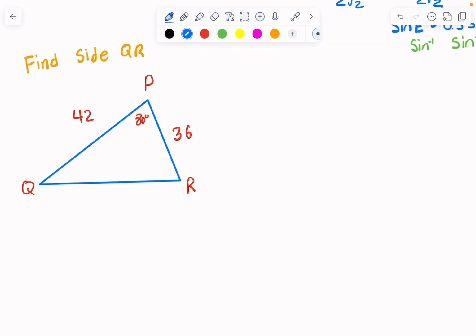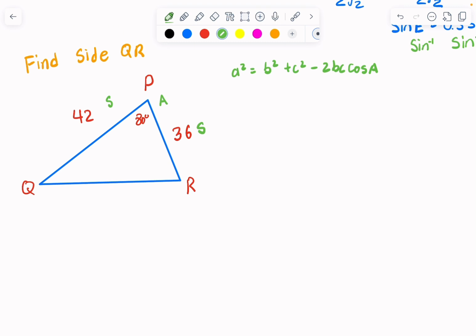We're going to find side QR in this triangle. So first we're going to identify what triangle we have, which is side, angle, side. And you know this is a side, angle, side triangle because the angle in between is surrounded by the two sides. And when you have a side, angle, side triangle, you're going to be using law of cosine, which is a squared equals b squared plus c squared minus 2bc cosine A.